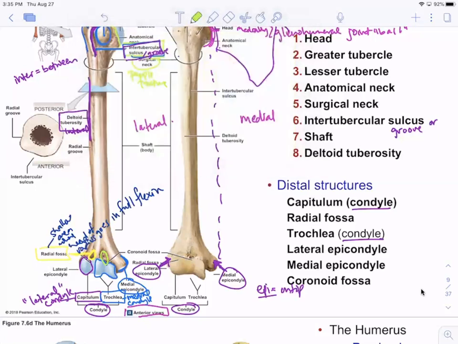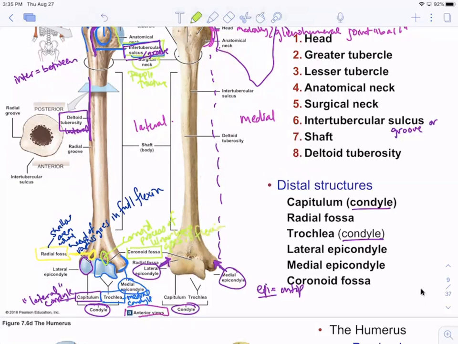And then we have the coronoid fossa, and that is where the coronoid process of the ulnar bone goes in full flexion.